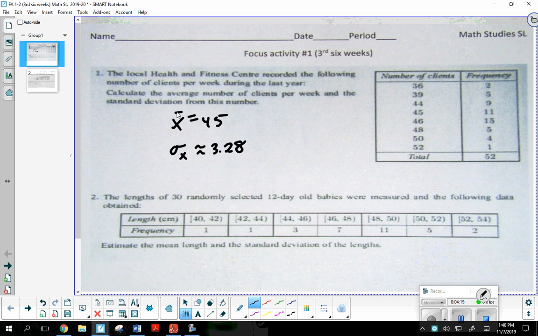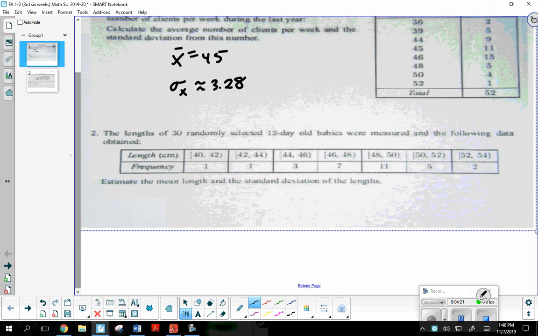Well, number 2, it says the lengths of 30 randomly selected 12-day-old babies were measured and the following data obtained. All right, so we have our data divided up into class sets. Estimate the mean length and the standard deviation of the lengths.